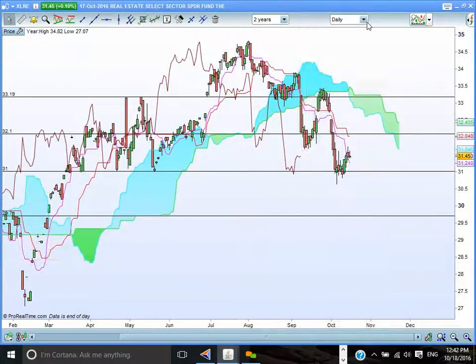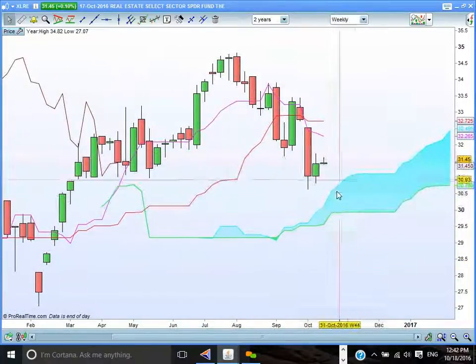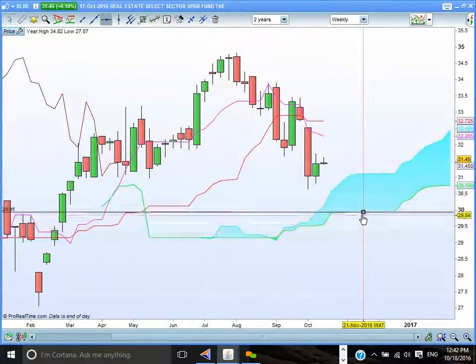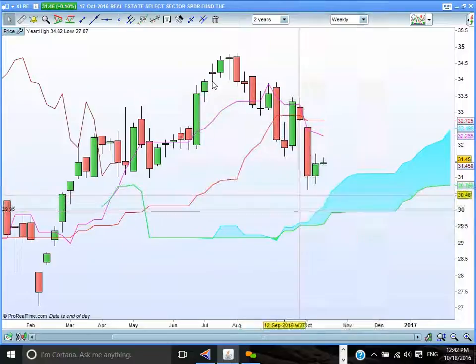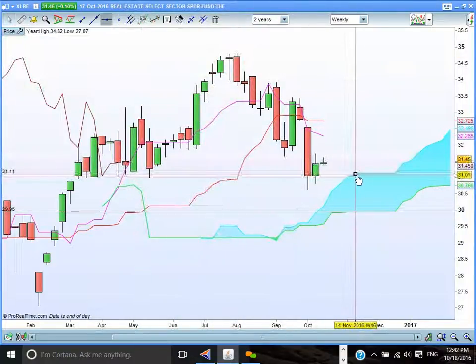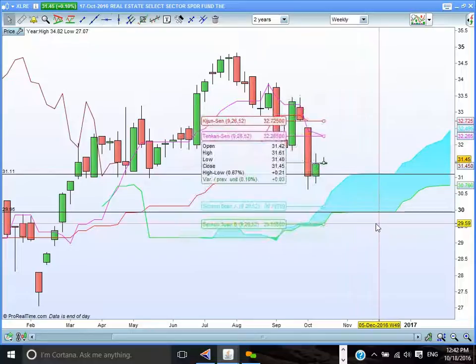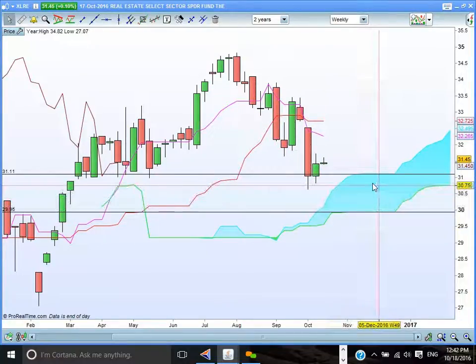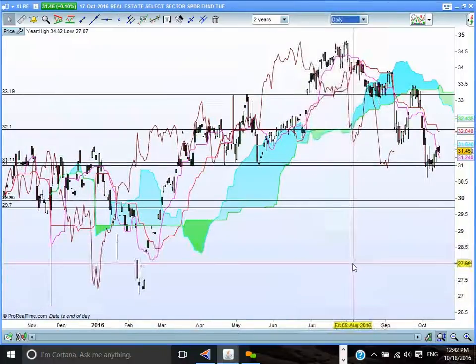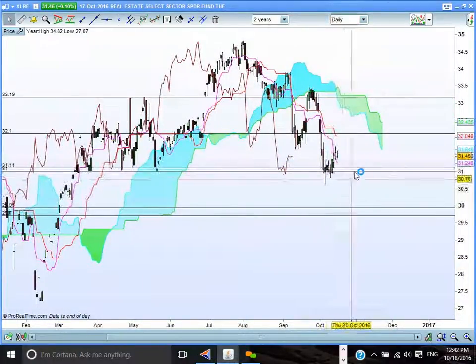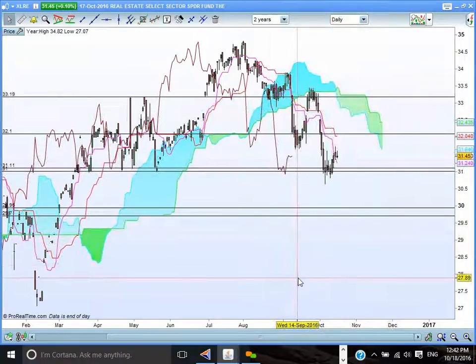Let's cross-check what the weekly cloud is telling us. Yes, we're getting closer to the cloud support areas, which is at 29.95, and then again at 31.07. So it would be interesting at a 31.07 price range. So back down here. We'll take a position there to trade it back up to the bottom end of the cloud.